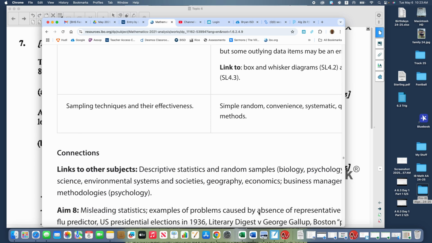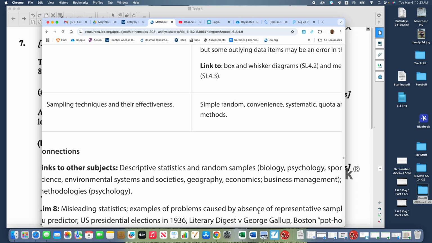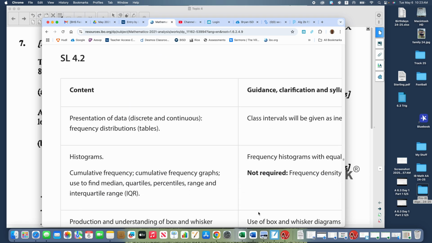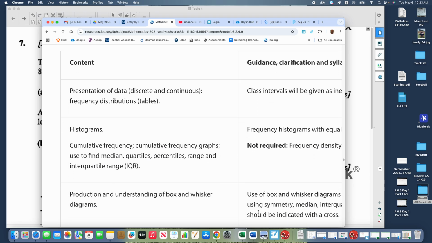Sampling techniques and their effectiveness. Random sample. There were about 4 different ones we talked about. Truthfully, I haven't seen them ask that before. Whether it's a systematic sample or a quota sample or a convenience sample. Those are some of the things we did early on. Presentation of data, discrete and continuous. Frequency distribution tables. You might be asked to fill in a table or fill in parts of a table. You might be asked to interpret or draw a histogram.